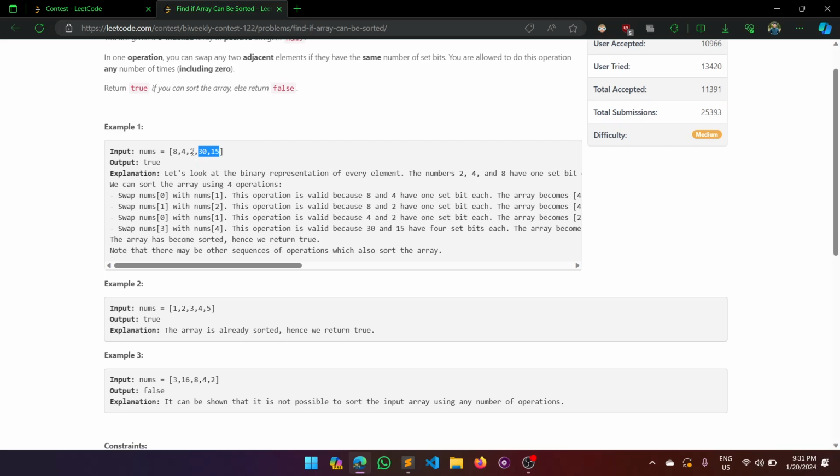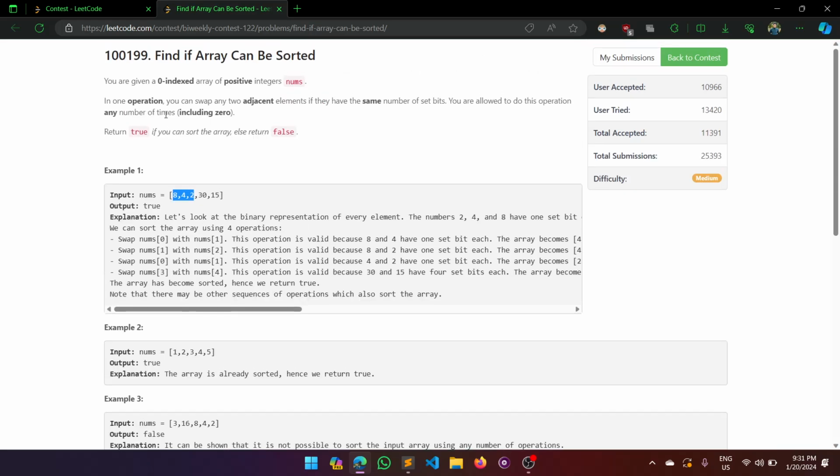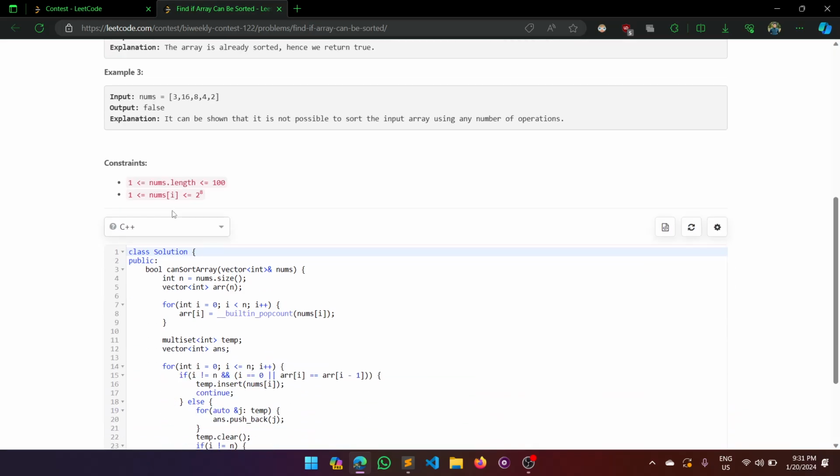And what is the benefit of making that group? It allows you to arrange them in any order that you want. So basically you can sort them. That's what the question asks us, right? Return true if you can sort the array. So you know that you can arrange these elements in any order. Why not just sort them? Yeah, so that's exactly what we're doing.